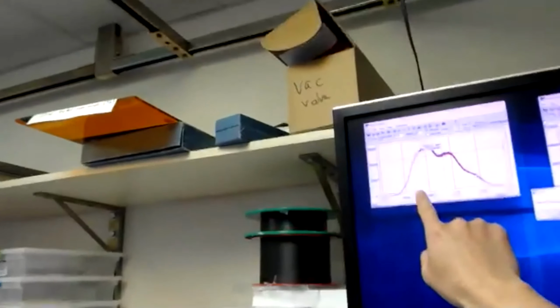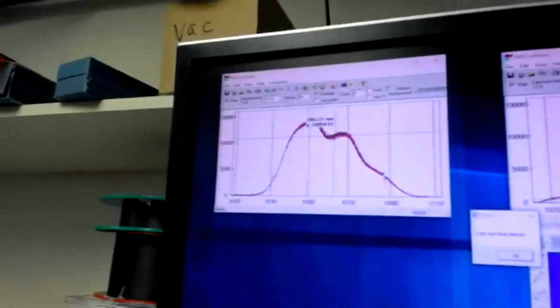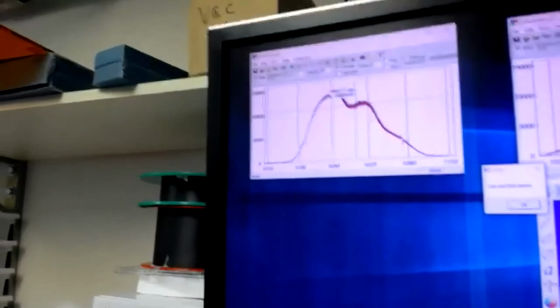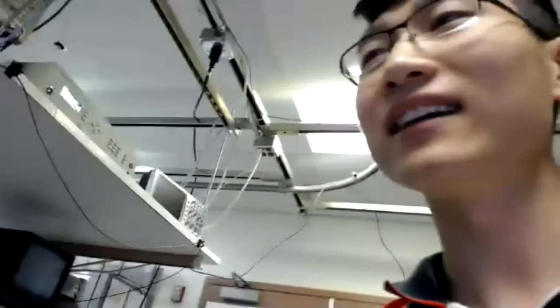If you look here, that's the spectrum of this laser. You see that it ranges from 1060 to 1090, centered at 1060. Did that answer your question? Yes. Great. Then let me see how much time I have. Okay, let me show you some data in the end.